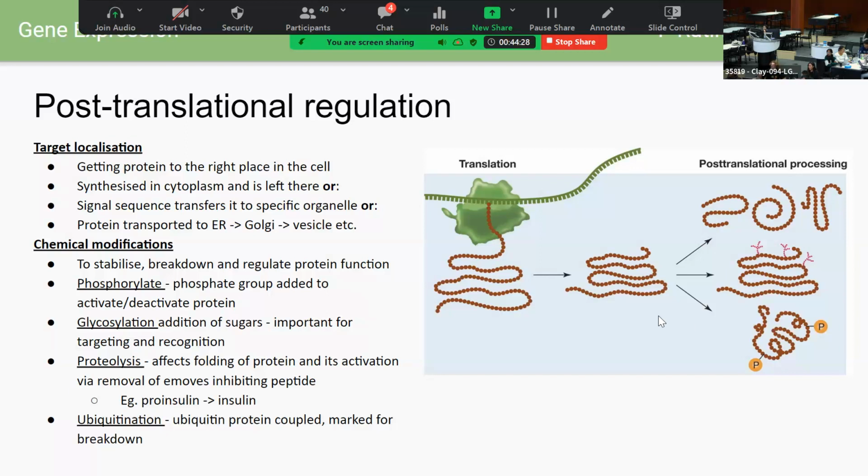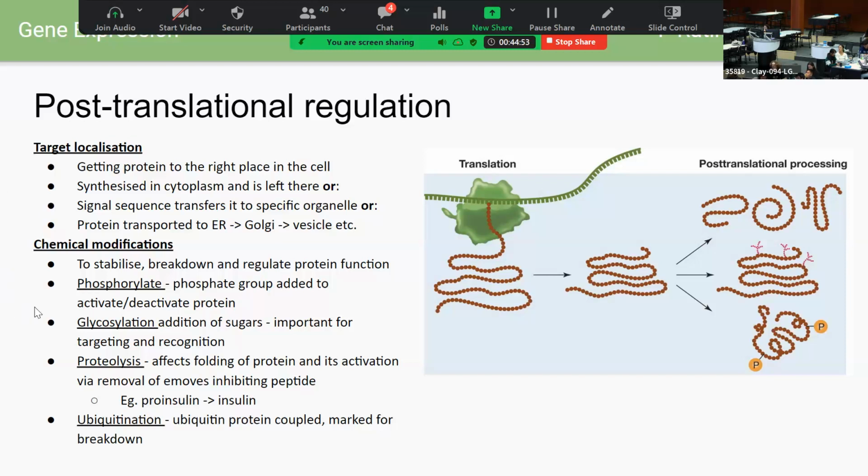Okay, so just like we had post-transcription regulation, we also have post-translational regulation. This one is probably not as important as the post-transcriptional regulation, but it's good to get your head around. So, target localization: telling the polypeptide where to go. Do you stay in the cell? Do you need to leave? Do you have to get transported somewhere else?